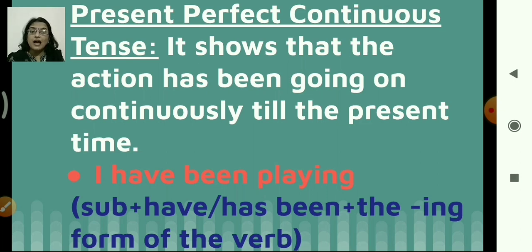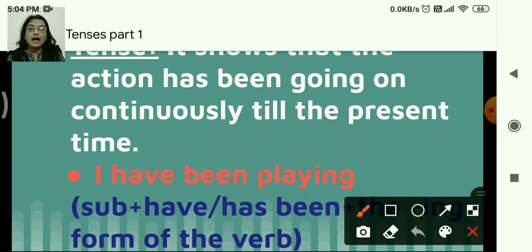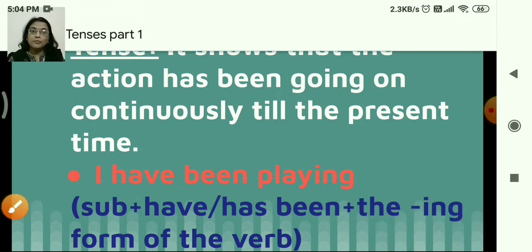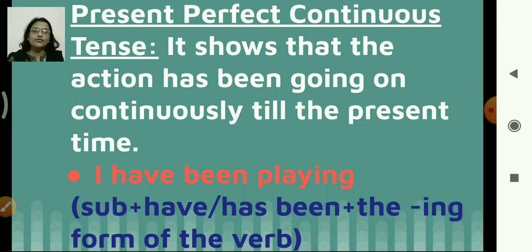So how is it formed? I have been playing. So what is to be added here? Have been. Subject plus has or have been plus the ing form of the verb. Whenever continuous is there, you have to add ing. And it is perfect, so have been or has been depending on the subject. So in this way you will be able to form the present perfect continuous tense.